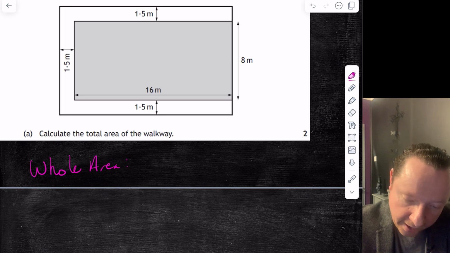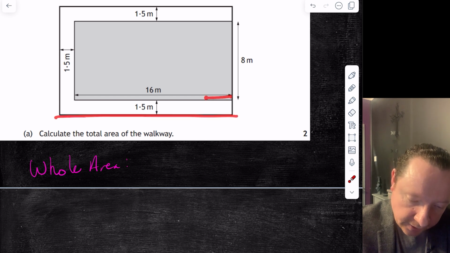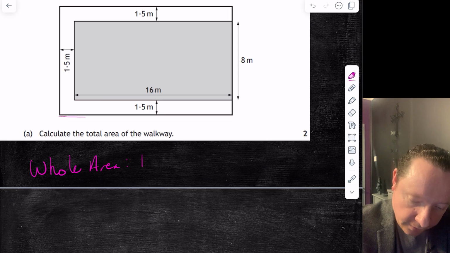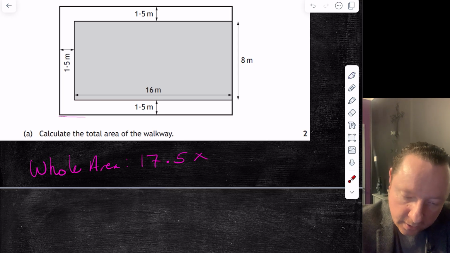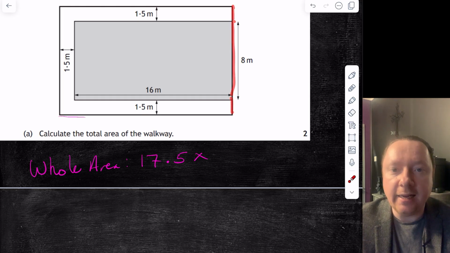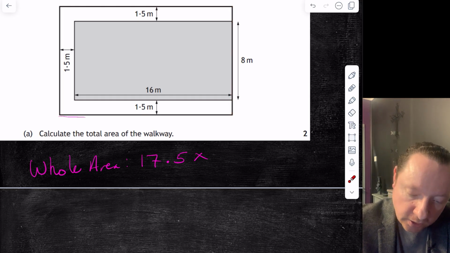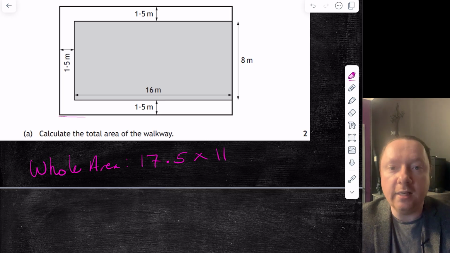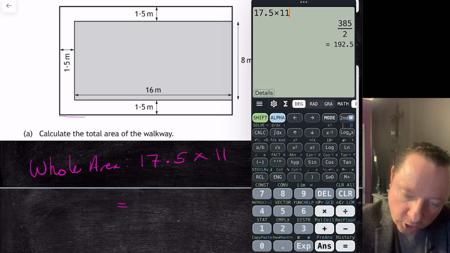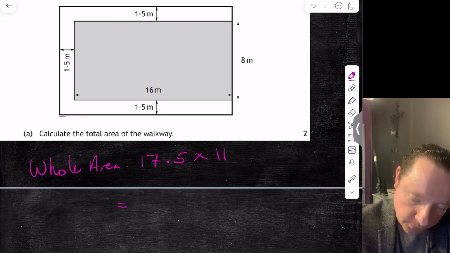So our total length is from here to here. So I know it's 16 plus the 1.5. So that's 17.5 times the total height. Well, the total height goes 8, then 2 extra 1.5. So that's 8, 9, 10, 11. And use a calculator if you need to work out those lengths. So that gives me my total area, which is 192.5 metres squared.